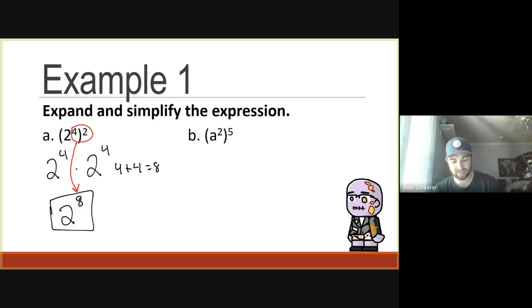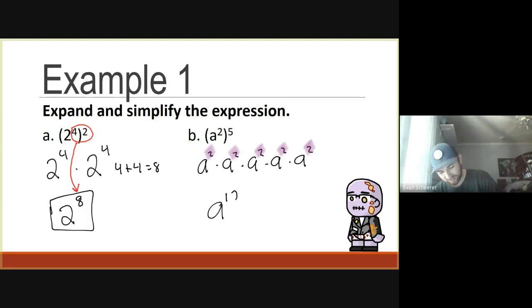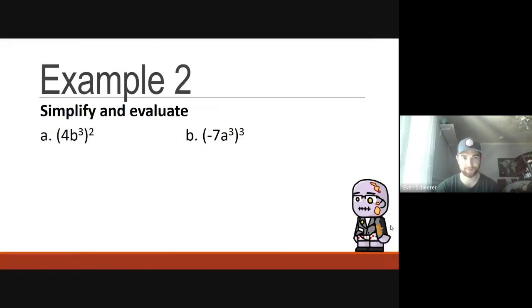Let's try the next example. This is a squared times a squared times a squared times a squared times a squared. Hopefully you are starting to see that I can do this: 2, 2, 2, 2, 2, and that's going to give me a to the 10th. And that's the correct answer. So now, how did I go from here to there? I just want you to think about that.